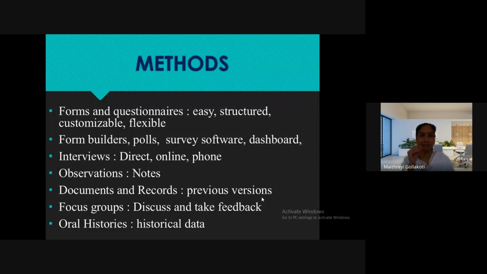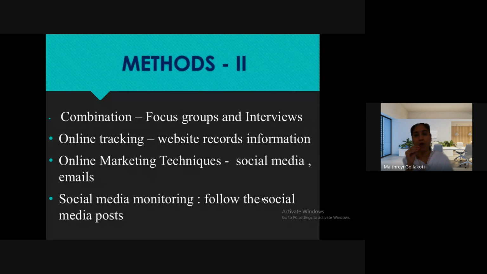Next is combination. Combination is using one or two methods together. For example, you can use focus groups and interviews together.